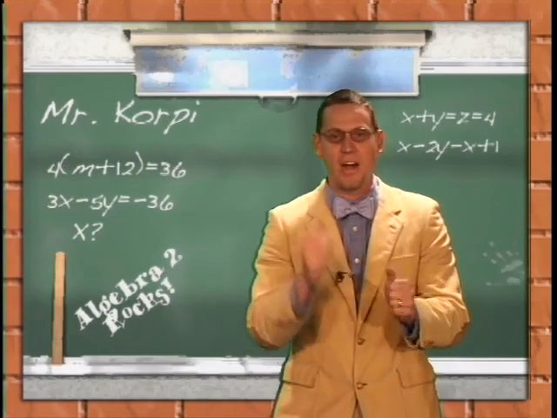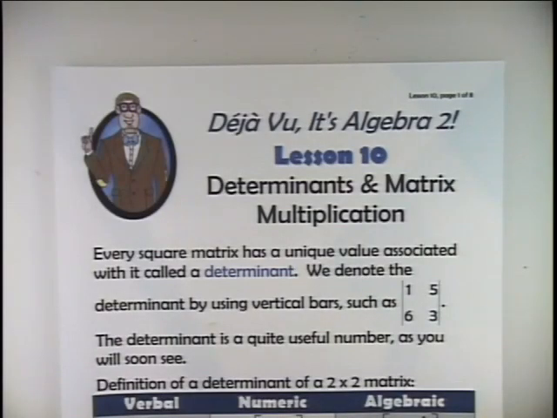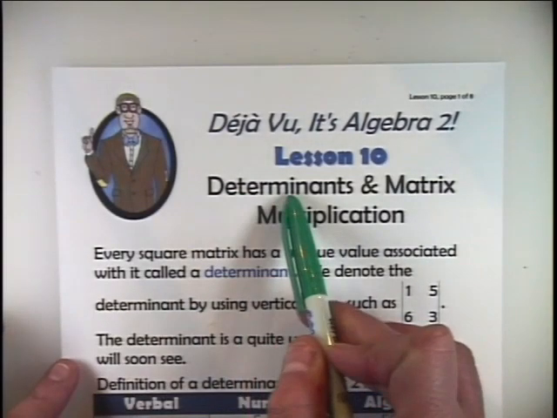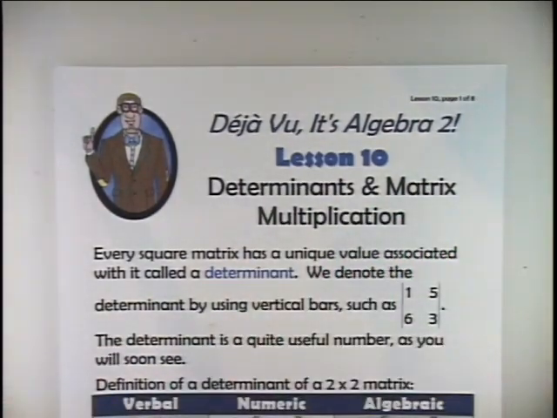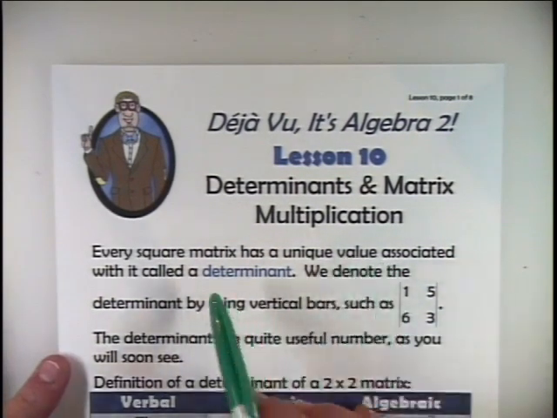Matrices today, all right. All right, lesson 10. Today all about determinants and matrix multiplication. Now, every square matrix that we've looked at on previous shows and ones that we're going to be looking at today and ones that you might encounter years and years from now has a unique value that's associated with it.